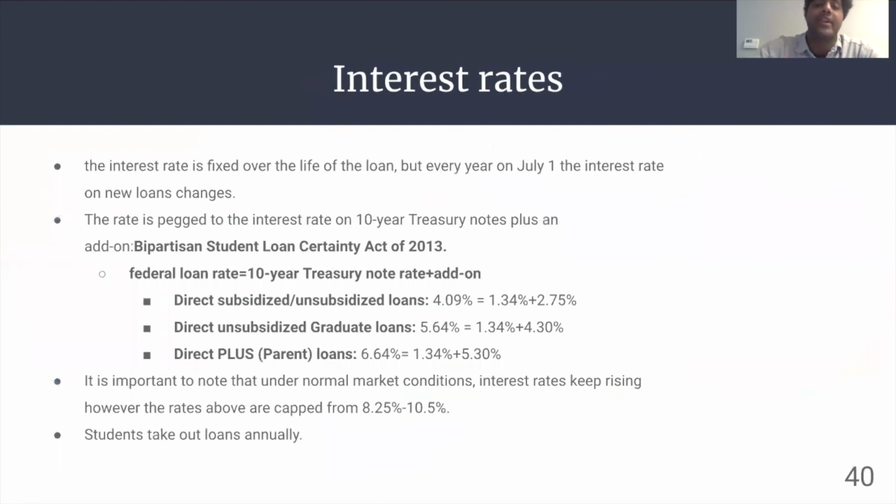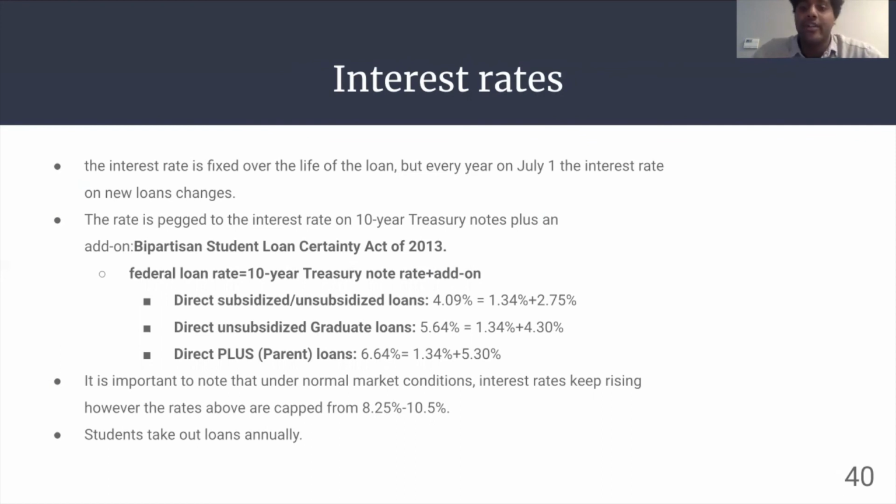So now let's talk about the interest rates, because even though these loans have fixed rates, the federal ones, they're still subject to change. Essentially, every year on July 1st, the interest rate on the new loan changes. And the rate is pegged on the 10-year Treasury note plus an add-on referred to from the Bipartisan Student Loan Certainty Act of 2013. Essentially, the federal loan rate is the 10-year Treasury note plus the add-on that they decided on July 1st.